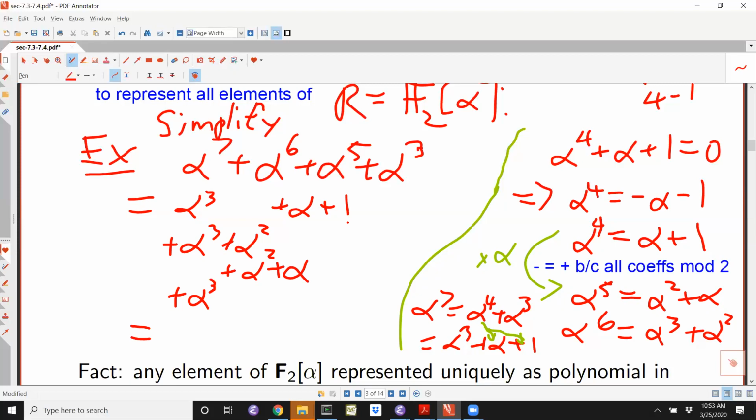Anyway, so the point is, when I add up all these terms, let me remind you where each of these terms came from. This term came from alpha to the 7th. This is what happened to alpha to the 6th, and this is what happened to alpha to the 5th.